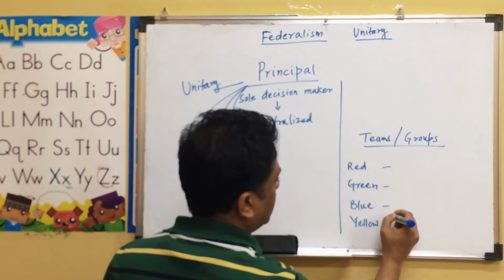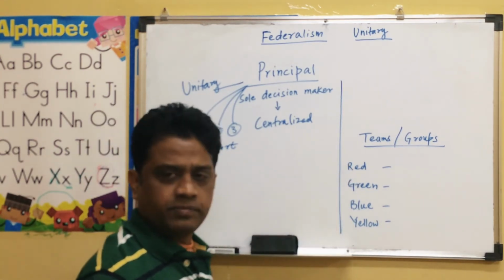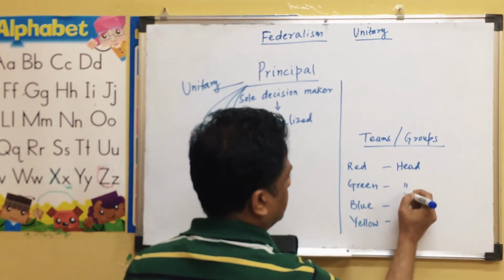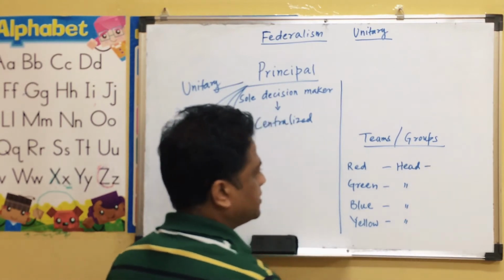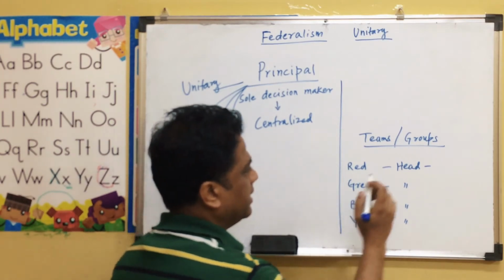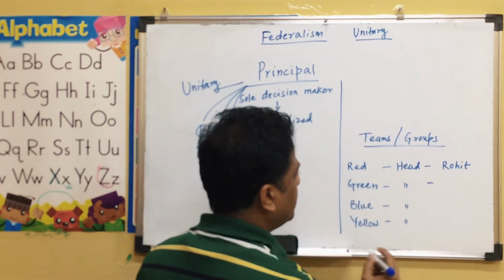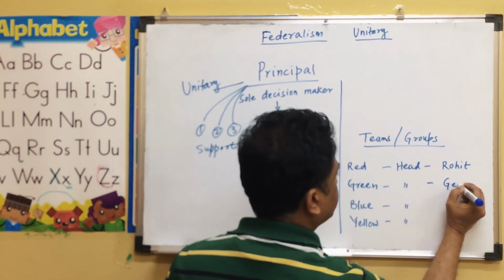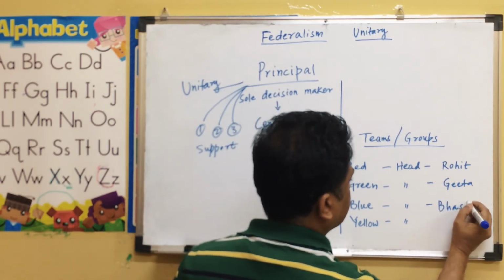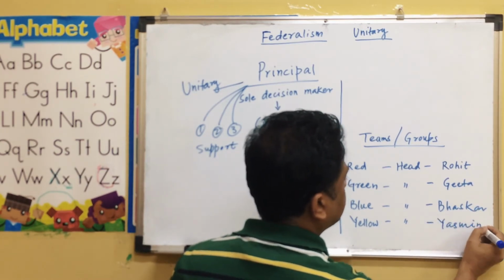And each of these teams is headed by one of the teachers, who manages the team. So there is one head for each of these teams. For easy understanding, let's say that team red has the head named Rohit sir, R for red, R for Rohit. Similarly, the green team has Geeta ma'am, G for green, G for Geeta. Similarly, blue team has Bhaskar teacher as the head, and the yellow team has Yasmin ma'am as the head.